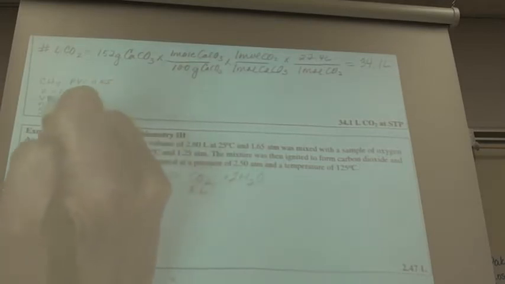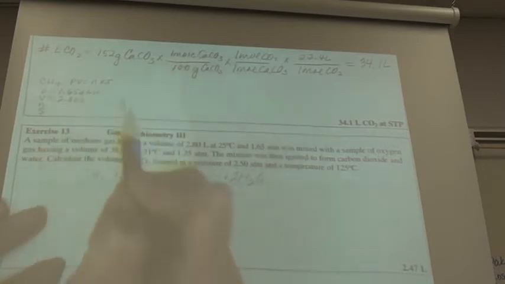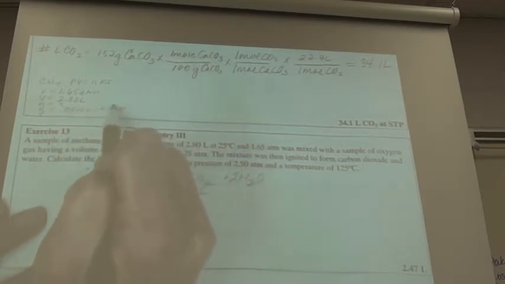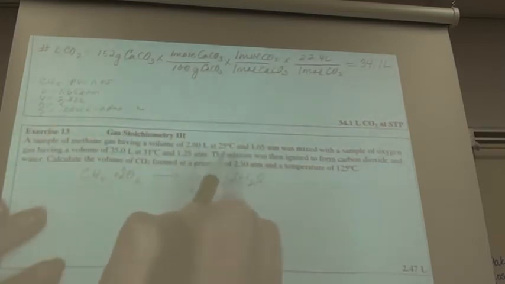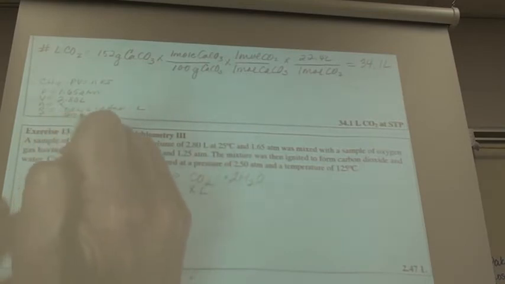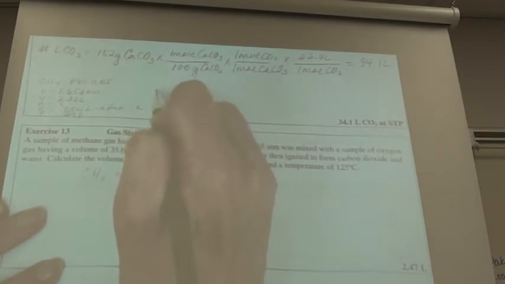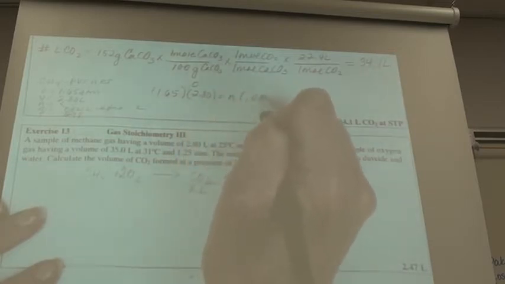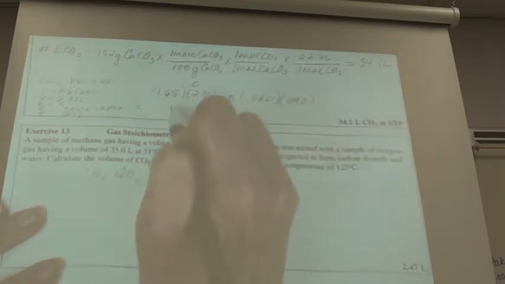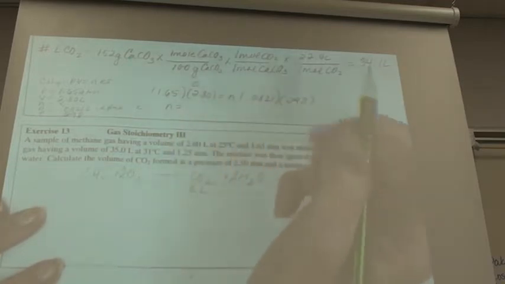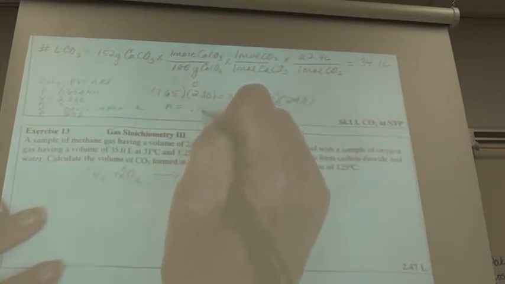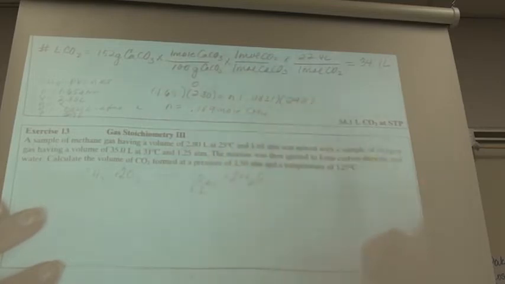1.65 atm, 2.80 liters. n is what I'm looking for. R is 0.0821 L·atm/mol·K. And my temperature is 398. Not that, 290. Okay, and then n, forgot to do the math part. n is equal to 0.189 moles of CH4.